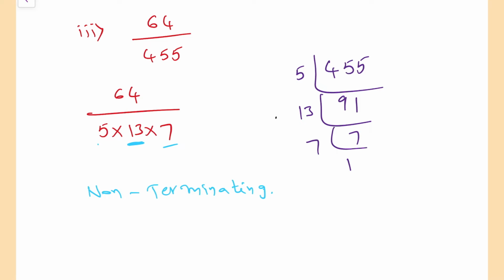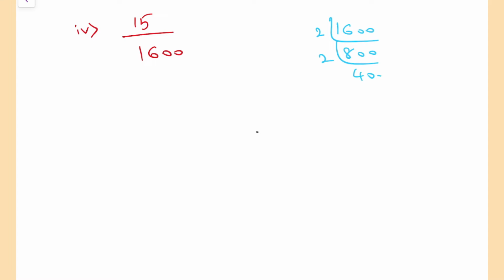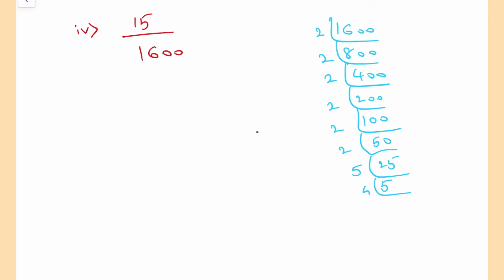Next let's move to question number 4. Question number 4 we have 15 divided by 1600. So let us do prime factorization for this denominator 1600. Last digit is 0, it will come in 2 table. 2 8s are 16, 0 0 as it is; 2 4s are 8, 0 0 as it is; 2 2s are 4, 0 0 as it is; 2 1s are 2, 0 0 as it is; 2 25s are 50, 5 5s are 25, 5 1s are 5.